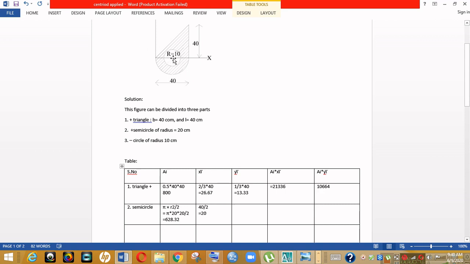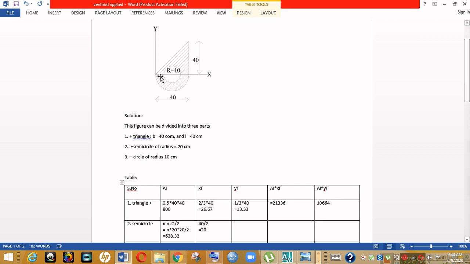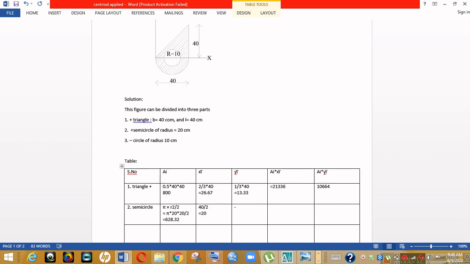So yi, the value of yi: we are moving from this origin downward for this value of yi. As the origin and the x and y axes are given here, we have to move downward for the determination of yi for this semicircle. So it should be negative of 4r by 3 pi. The value of r is 20. So 4r by 3 pi comes out to be negative of 8.49.